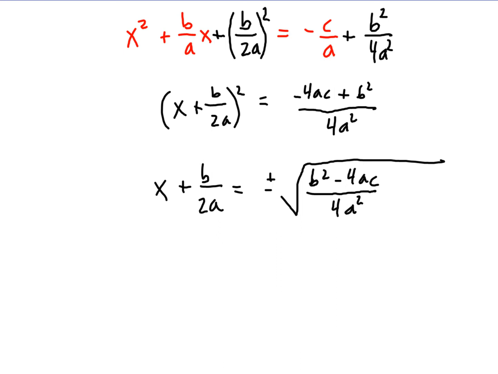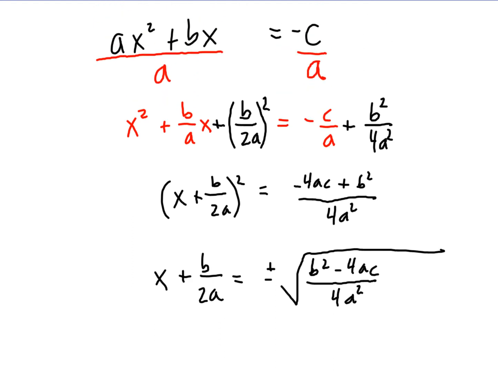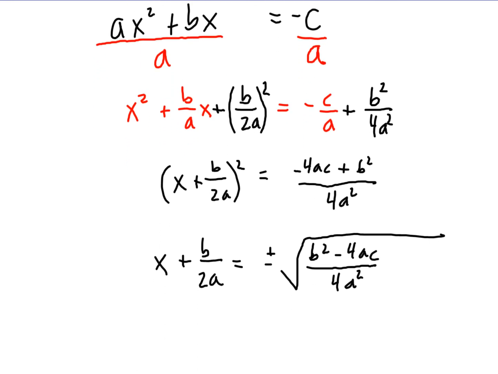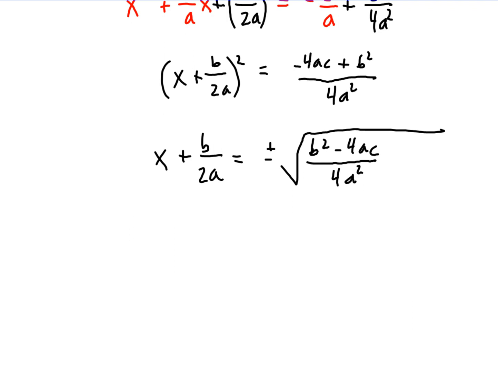Now, we're nearing the point here where we're going to solve for x. That was the whole idea here, that we were going to take this quadratic and derive the quadratic formula, which means how do we solve for x for any quadratic. And so now I'm going to subtract b over 2a, which leaves me with x on this side. And now on the right side I have negative b over 2a.